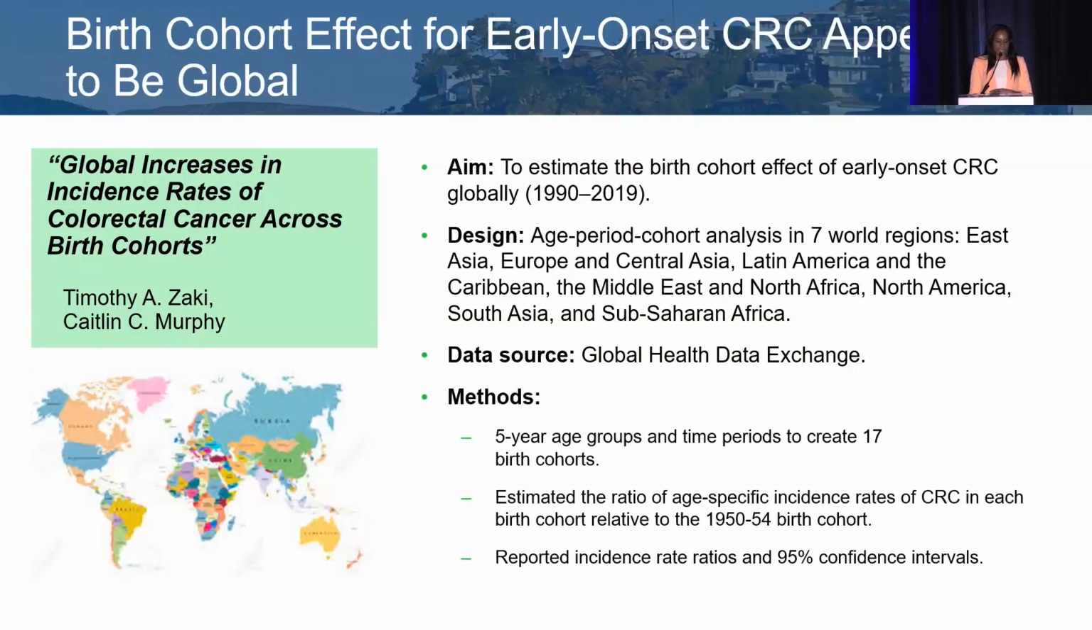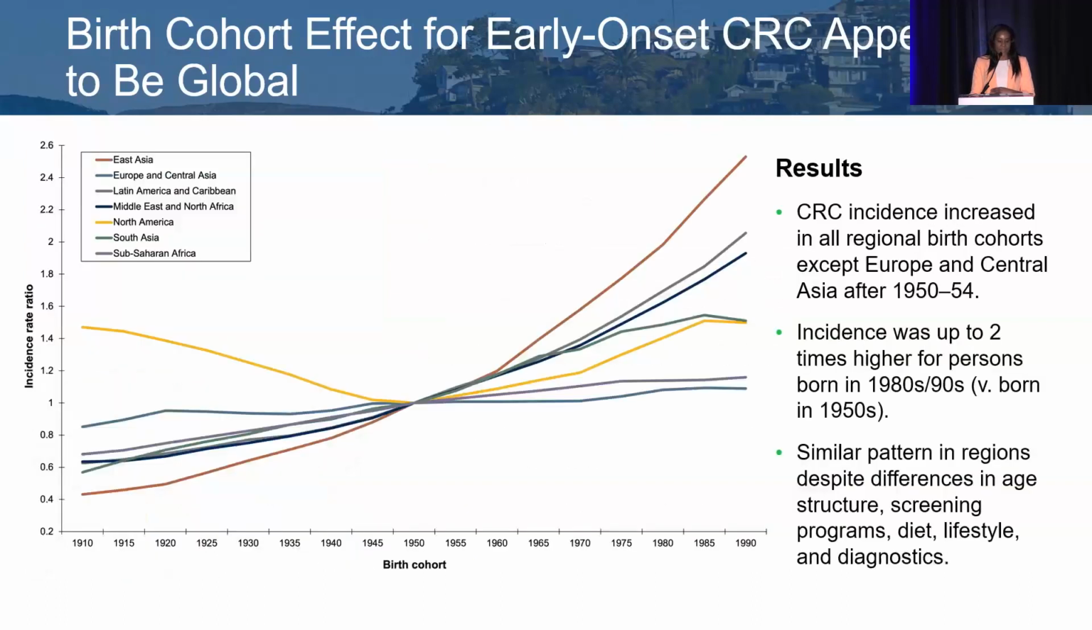And then they were able to estimate the rate of age-specific incidence rates for colorectal cancer in each birth cohort relative to the 1950-1954 birth cohort, which is the birth cohort where we started to see an increase in this disease in early and young individuals. They also reported incident rate ratios with 95% confidence interval. And I really love the figure that they were able to provide in this abstract because it really just visually demonstrates what we're seeing internationally with this disease. This is not a US phenomenon.